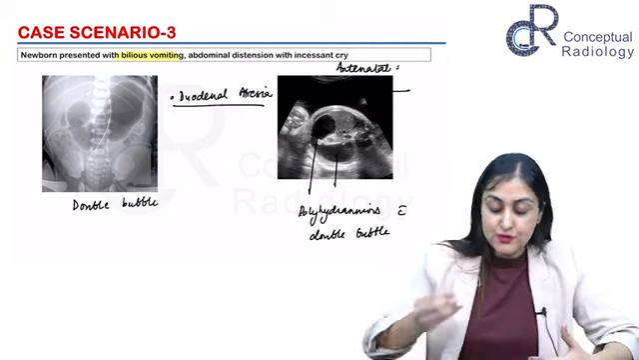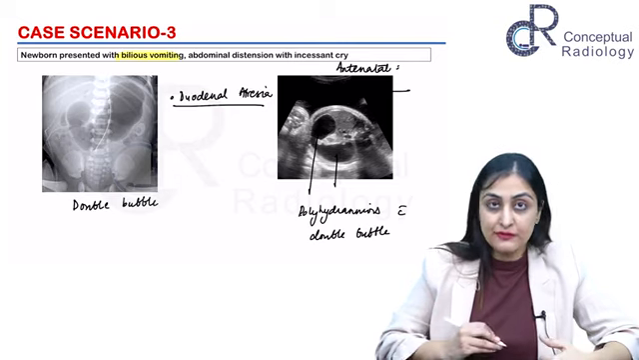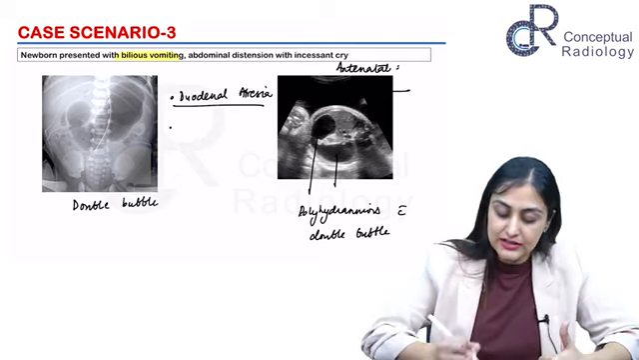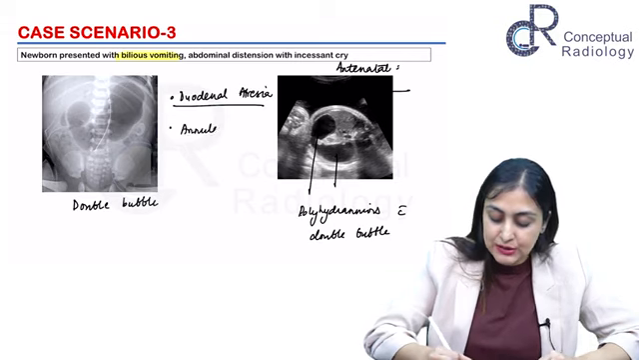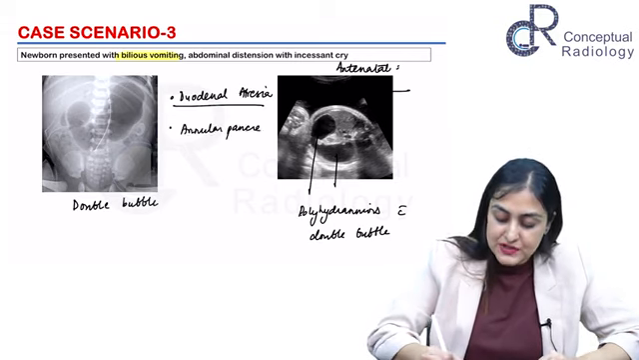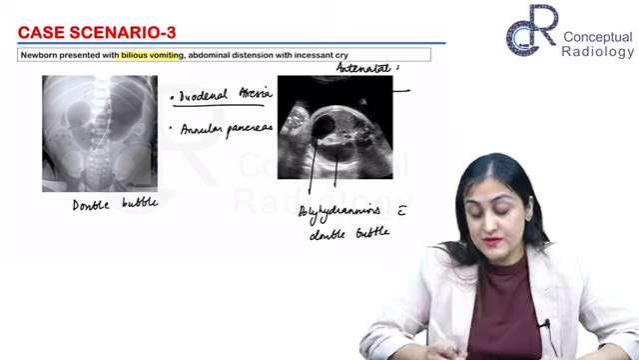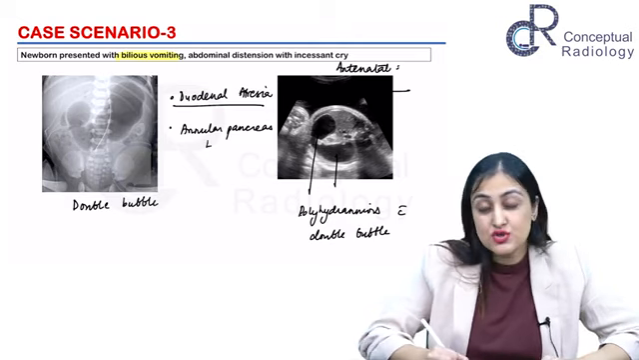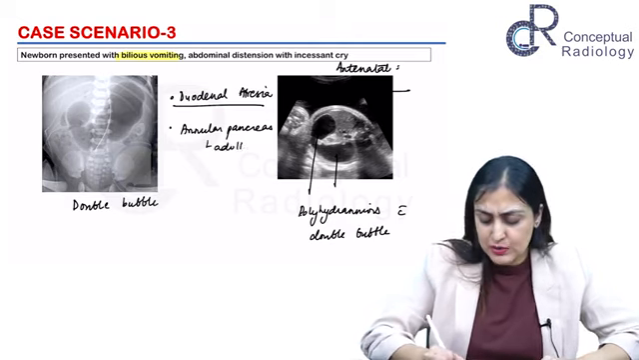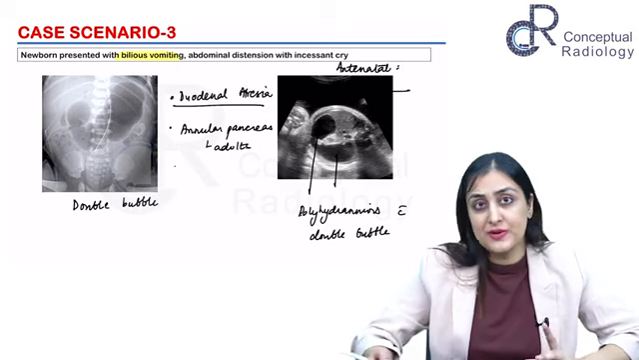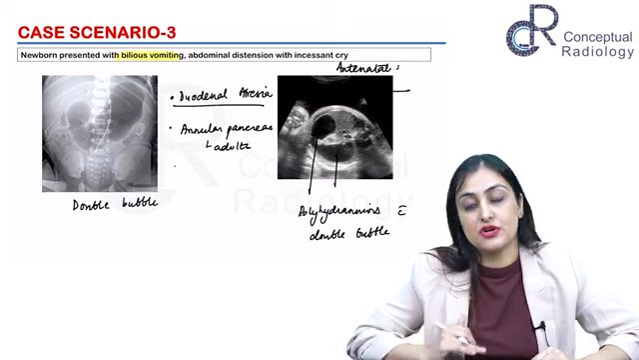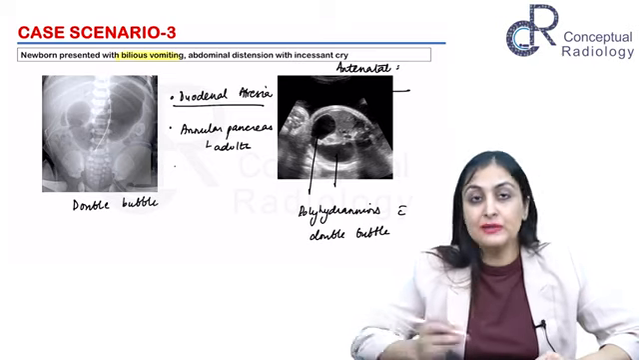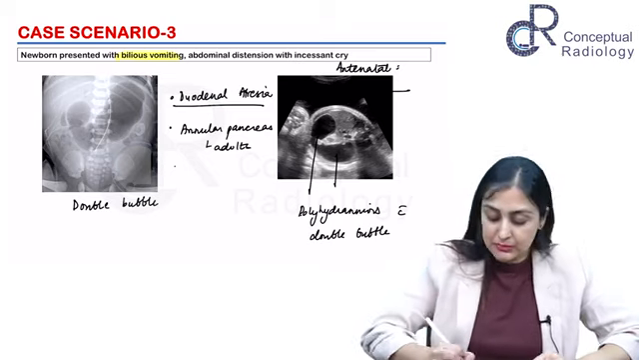Having said that, if you see the double bubble sign, apart from duodenal atresia, there are other differentials that you have to consider. One is annular pancreas. This is not something that usually presents in a neonate. This usually presents in adults with a not so acute presentation. They can have subacute vomiting, subacute obstruction. That is how these patients present, but it's one of the differentials of a double bubble sign.